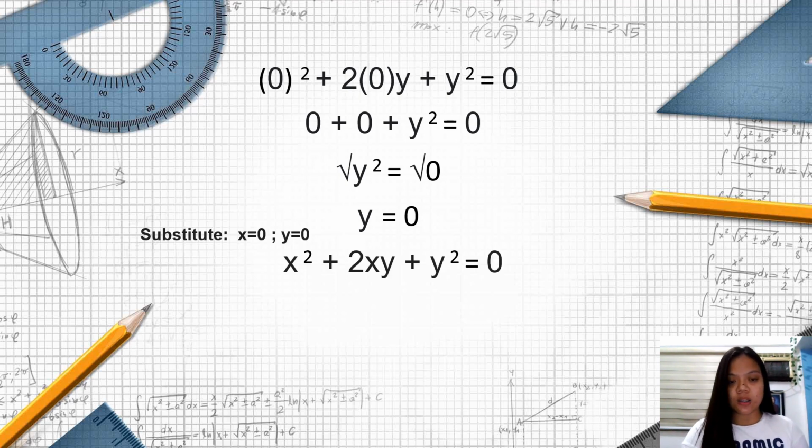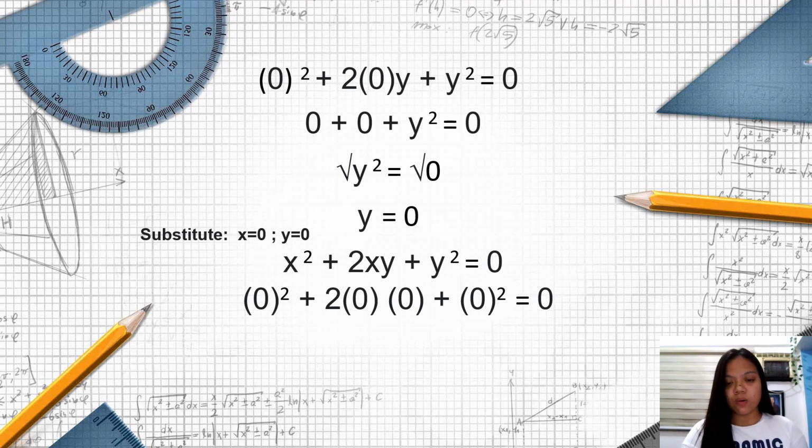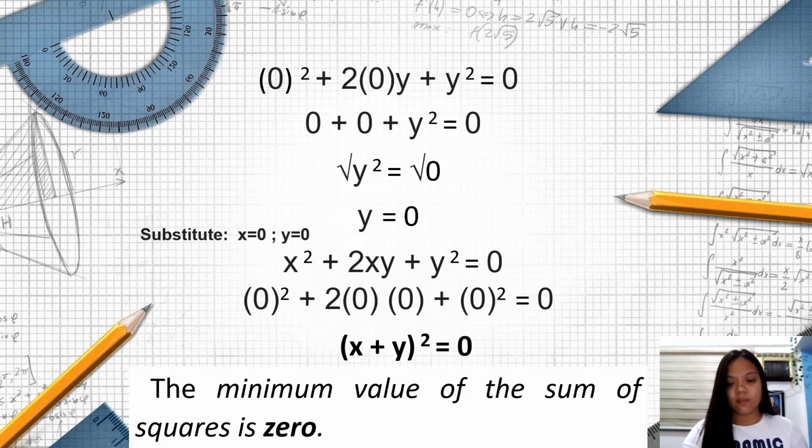So let's substitute the numbers. x will be equal to 0, and y will be equal to 0. So the given is x squared plus 2xy plus y squared is equal to 0. Let's substitute it: 0 squared plus 2 times 0 times 0 plus 0 squared is equal to 0. The final answer will be (x + y)² is equal to 0. Remember that the minimum value of the sum of the squares is 0.